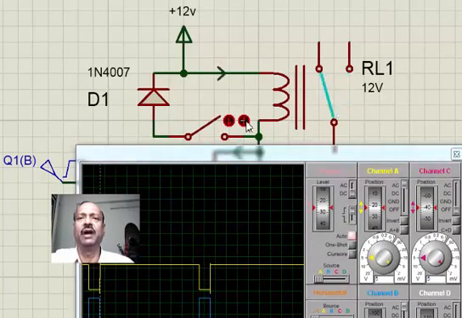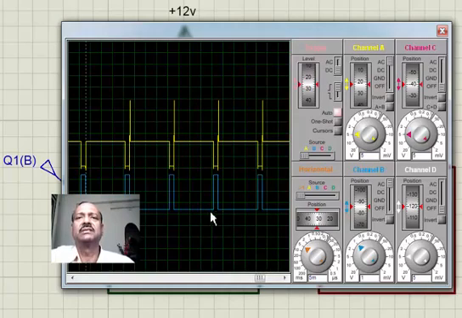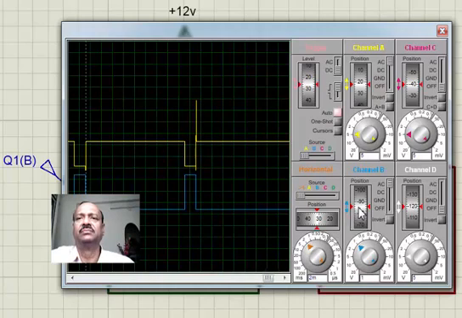Now we will try to remove the diode. Once we remove the diode, you see what happens. At the time of switching off, you see all the pulses. We bring it to this, see all the pulses. Now let's go back to this so that you can see it better.